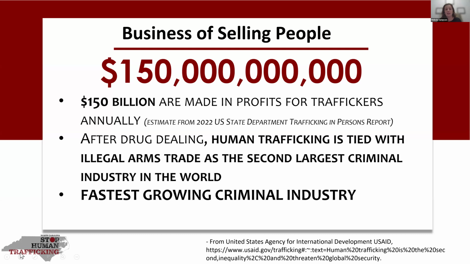We can't possibly know how much traffickers make because it is a crime that does operate undercover, but also in plain sight. And so by the time we finish this, you'll understand what I mean by that. After drug dealing, human trafficking is tied to the illegal arms trade as the second largest criminal industry in the world. It is also the fastest growing criminal industry in the world.